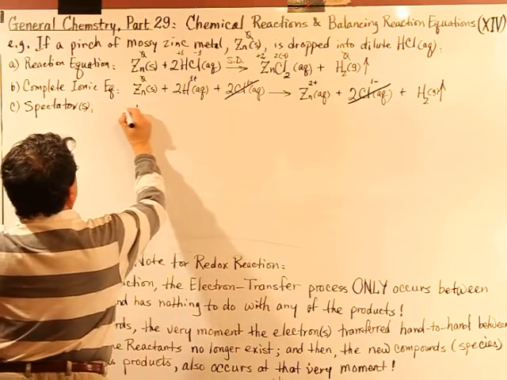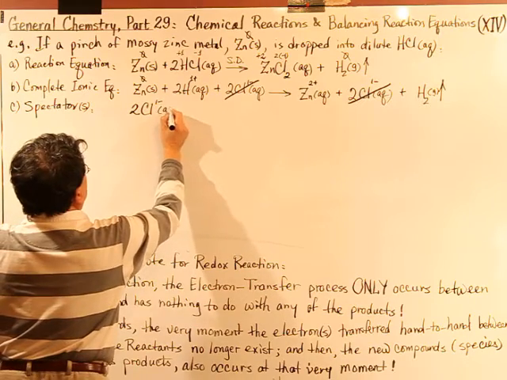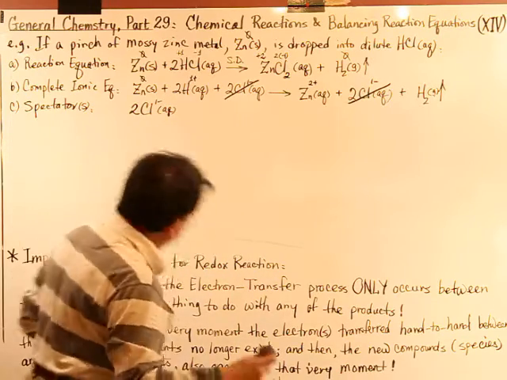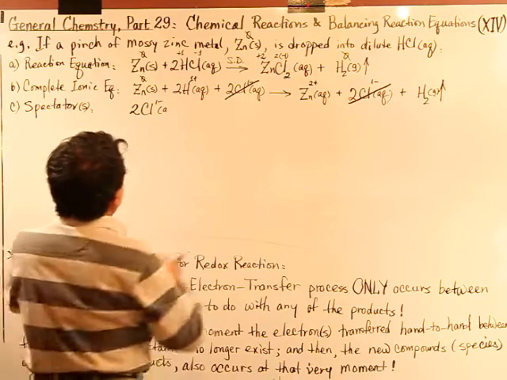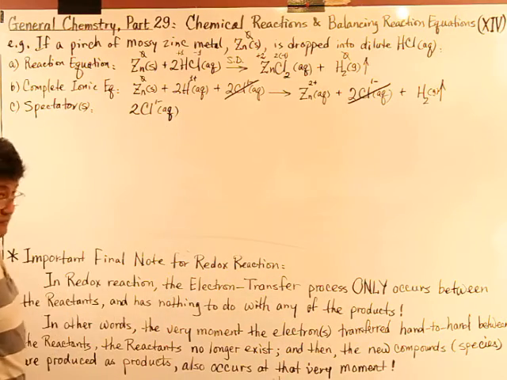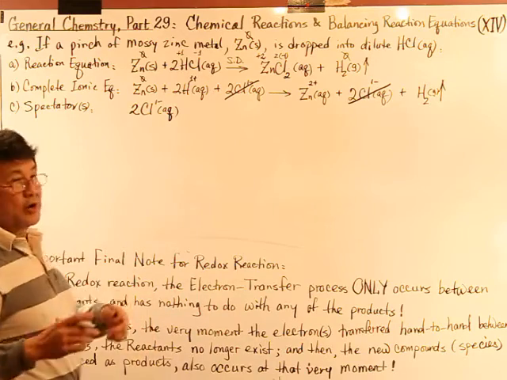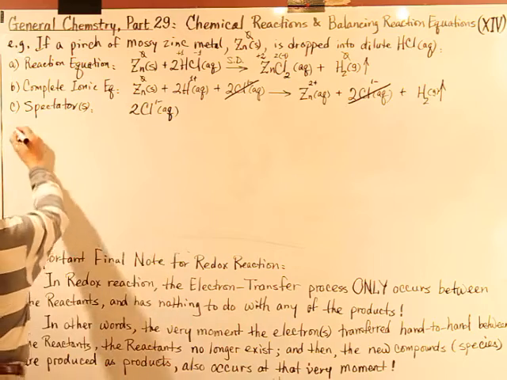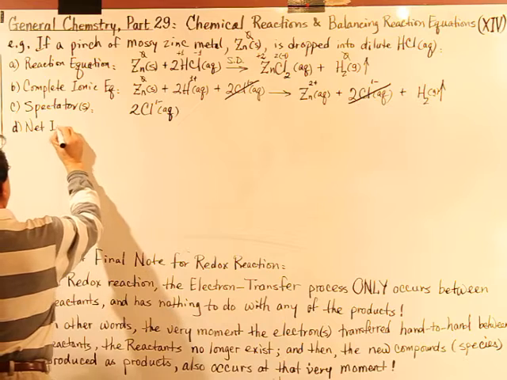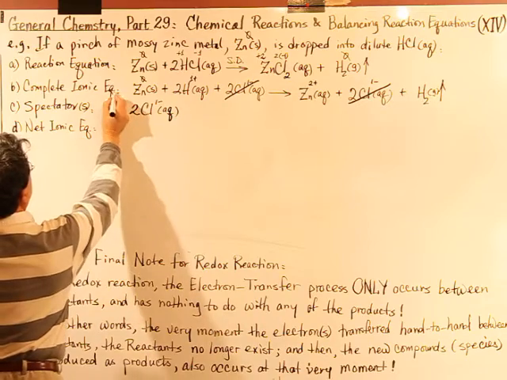It is chloride ion in aqueous physical state, two of them. Is that clear? All right, that's the spectator. Now, what is the leftover? The leftover we are going to call by another term, the net ionic equation, shorthanded as CE.